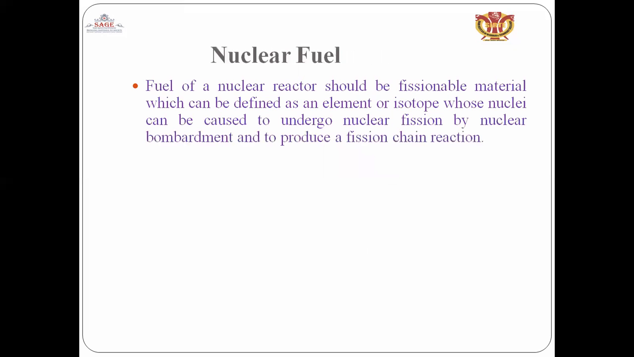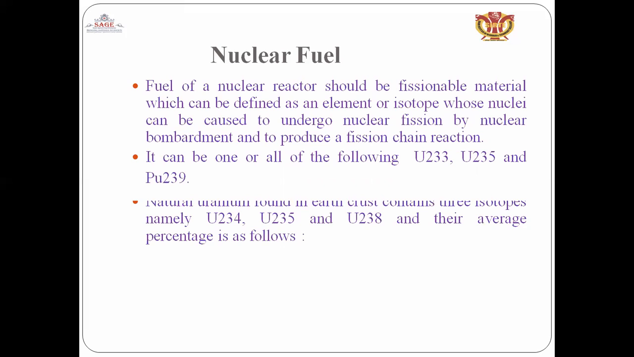This is a nuclear fuel. The fuel of a nuclear reactor should be of fissionable material, which can be defined as an element or isotope whose nuclei can be caused to undergo nuclear fission by nuclear bombardment and to produce a fission chain reaction. It can be one or all of the following: uranium-233, uranium-235, and plutonium-239.